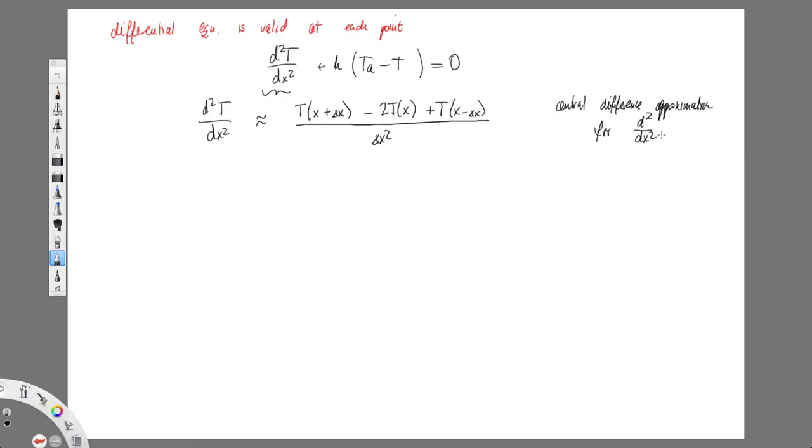It's very similar, if you remember, to dT/dx, where we had [T(x + Δx) − T(x)] / Δx. You could also say [T(x) − T(x − Δx)] / Δx, so there are variations of that. It's also [T(x + Δx/2) − T(x − Δx/2)] / Δx, and so forth. There are a number of versions here.